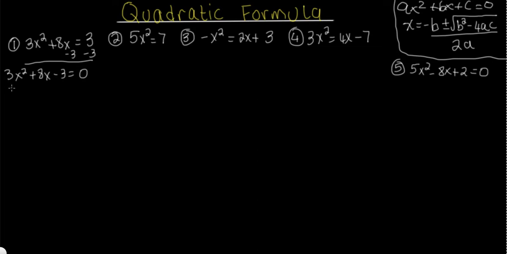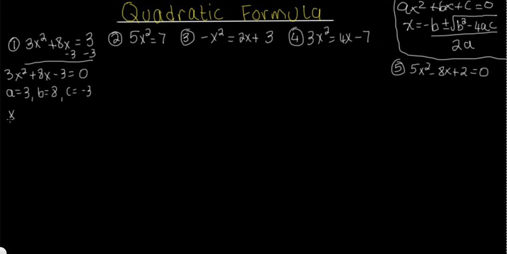The next step, you always want to write out what is a, what is b, what is c. A is the number in front of x squared, so in this equation a equals 3. B is the number in front of x with the sign, so b is 8. And c is that last number, which would be our negative 3. Now I'm ready to plug everything into my equation.